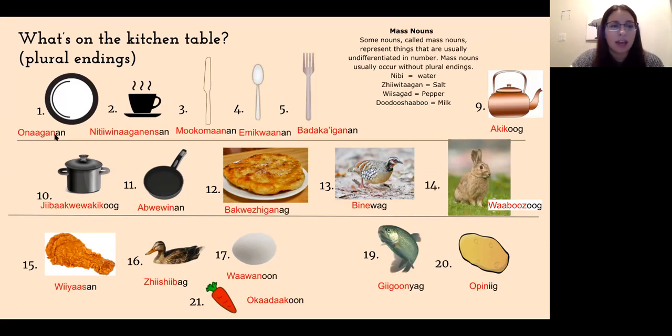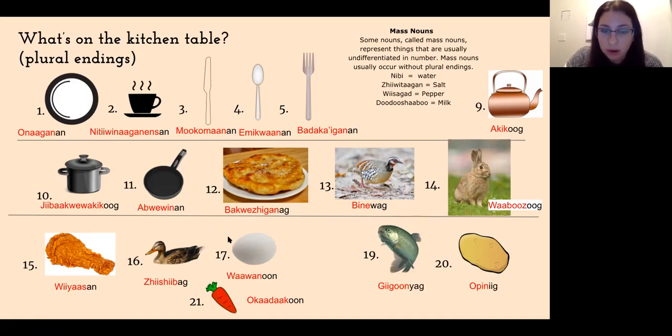Onaganan. So it has an A-N. So if you're wondering, what is the plural for more than one piece of bannock? Say, Bakwejiganag. Bakwejiganag. So A-G indicates that it's an animate noun. So bannock is actually considered animate.